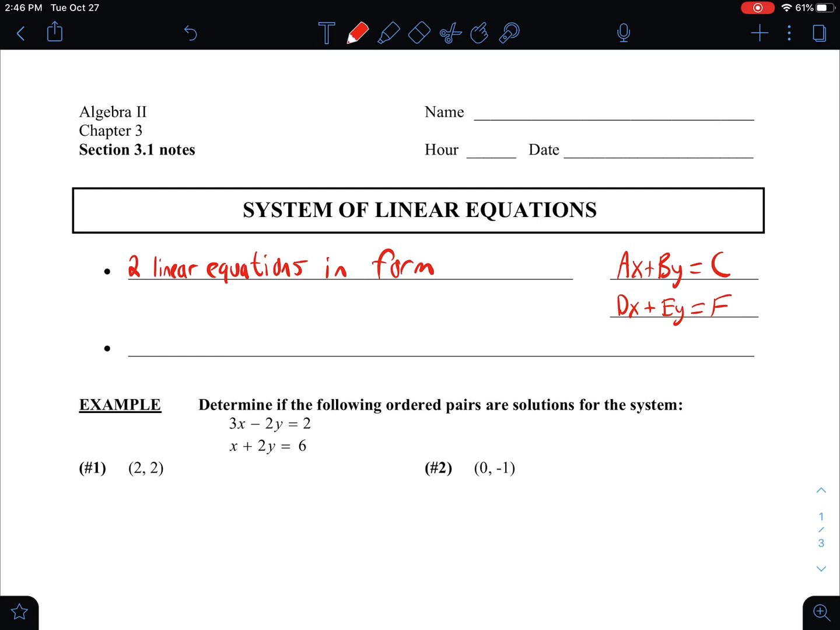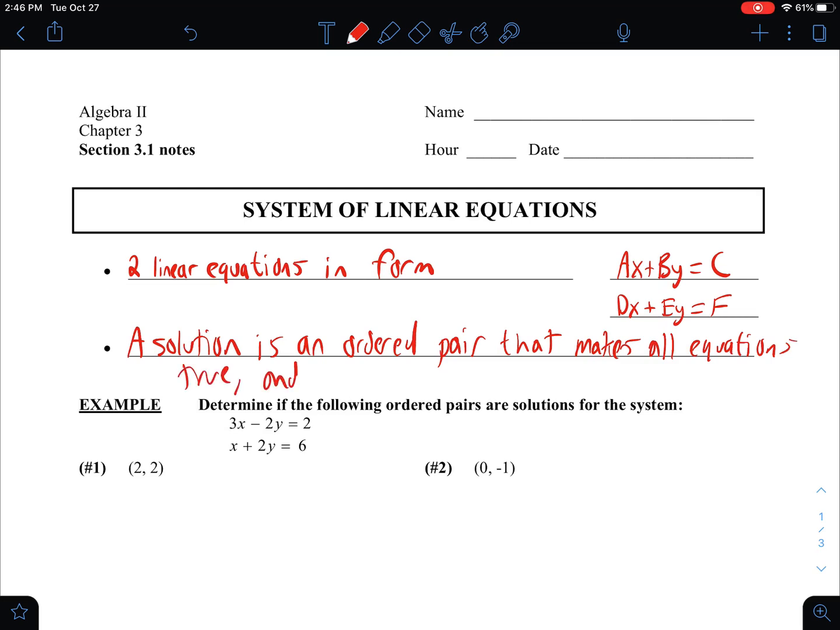Okay, so a solution is an ordered pair that makes all equations true and where the graphs cross. Okay, it's where the graphs cross.